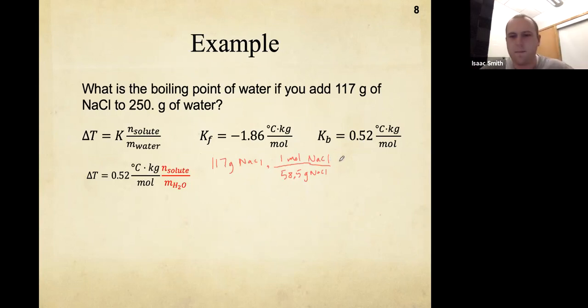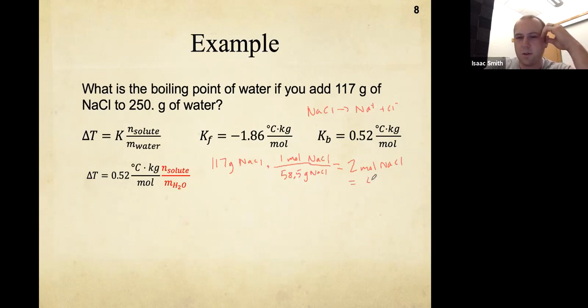Should be 2, yeah. Okay, so that would give me 2 moles of sodium chloride. Now, if we looked at what happens to sodium chloride when it's placed in water, it's going to split up into sodium and chloride ions, right? So 2 moles of sodium chloride would actually equal 4 moles of ions.